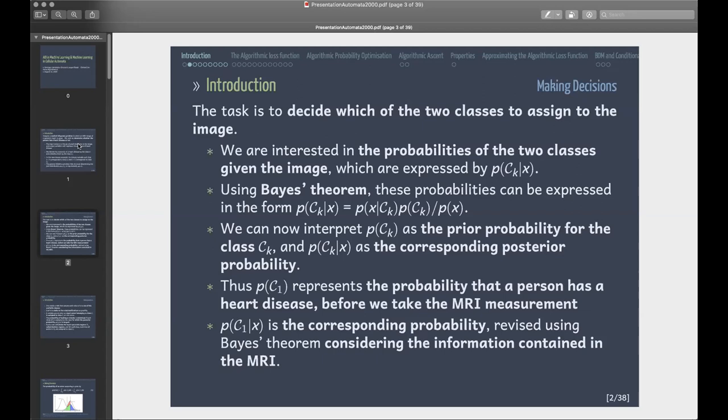Using the Bayes theorem, we can now interpret the probability of the class C_k as the prior probability, and the probability of the class C_k given the input vector X as the corresponding posterior probability. In our binary case, that means the probability of class C1 represents the probability that a person has a heart disease before we take the MRI measurement. And the latter, the posterior, the probability of the class C1 given the input vector X, is the corresponding probability revised using Bayes theorem, considering the information contained in the MRI.